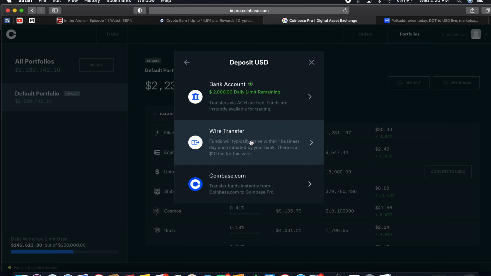So you could call your bank and you could wire yourself the money. If you call your bank before, I don't know what the exact cutoff is, but let's say you call them before like 2 p.m. and the bank closes at 5. Like you call them before 1 or 2 p.m., that money will get to your Coinbase account like the same day, right?